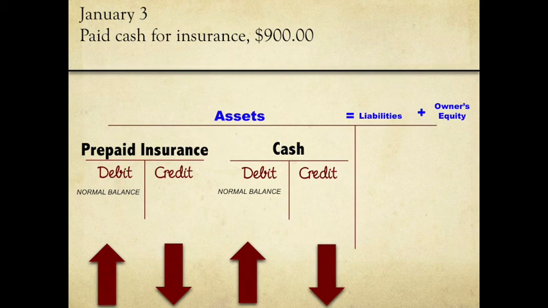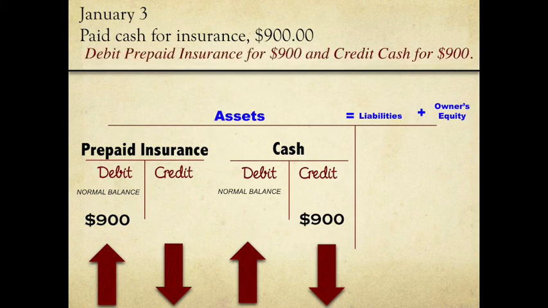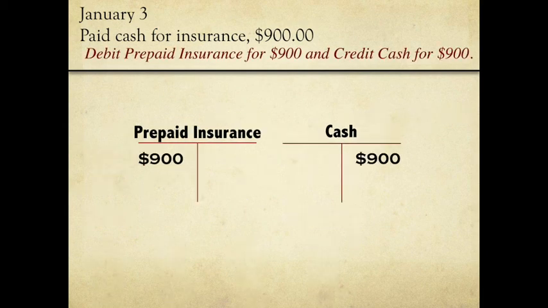So if we're going to pay cash for insurance, our prepaid insurance is going up, therefore we're going to debit it. Our cash is going down, therefore we are going to credit it. When it's all done, it looks like this. We're going to debit prepaid insurance, on the left-hand side, for $900. Since we are debiting prepaid insurance, which is an asset, that means it's going up. Cash, we are going to credit. Crediting an asset means it's going to go down, so our cash is decreased. So again, we debit prepaid insurance for $900, and we credit cash for $900.